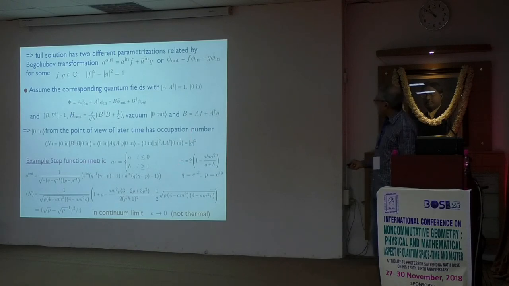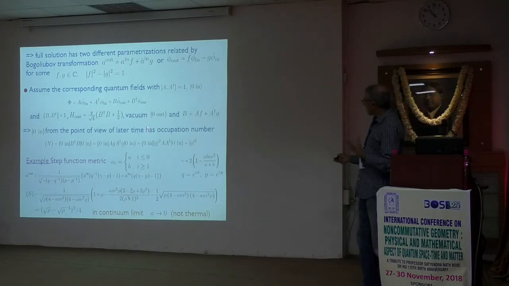So now in our case, we can solve it, let's say, for a step function. Here we just have a metric that goes like this. It's constant, value a, and it jumps to value b at i equals 0. So that's a step function, and let's just work out the Hawking effect for that. You solve the way I told you, and you find that B out is related to A in this way. Then that gives you the occupation number as the modulus squared of this coefficient here. And that comes out to be this.